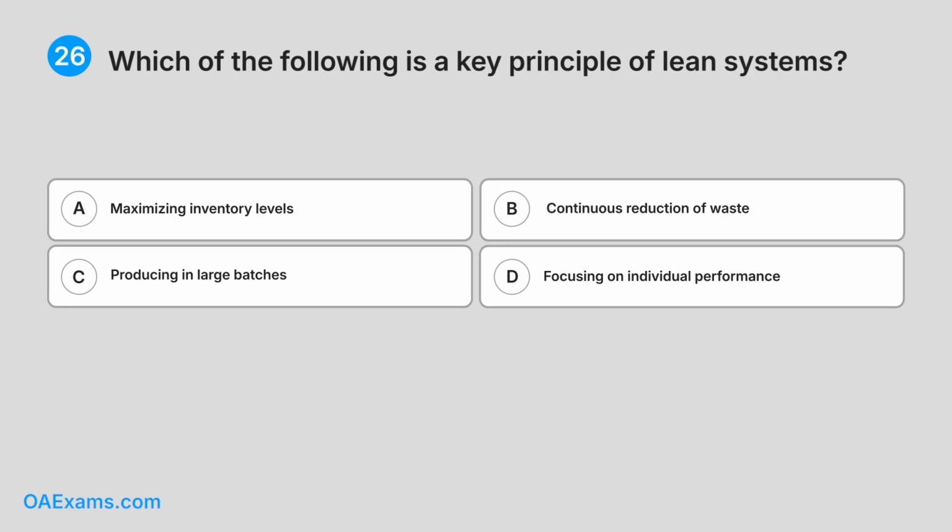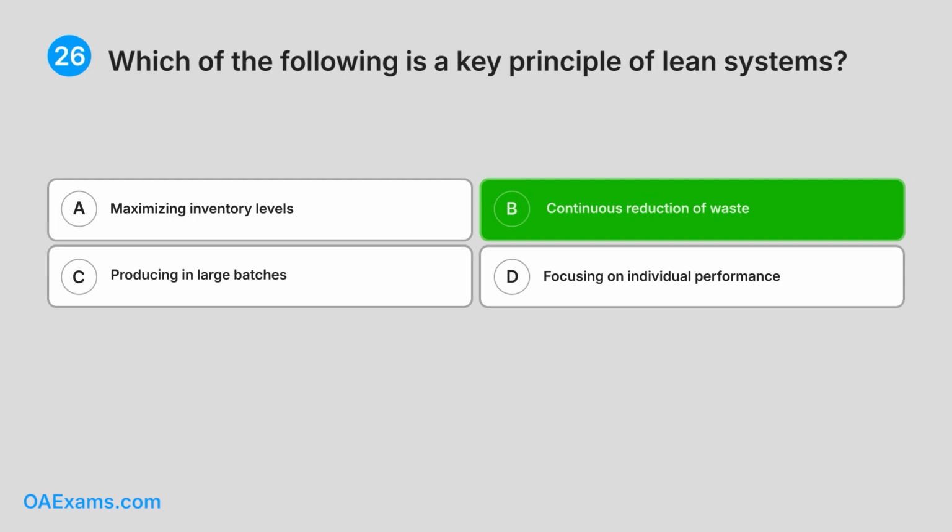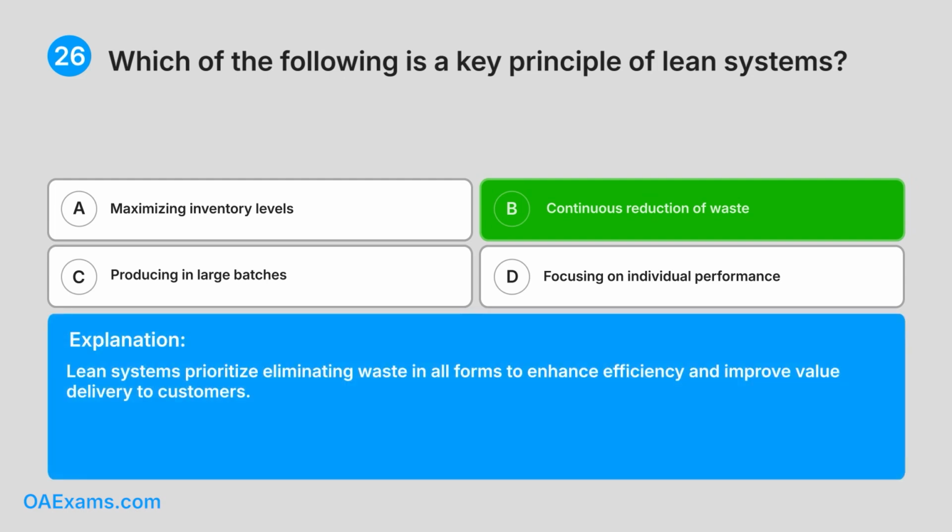Correct answer. B. Continuous reduction of waste. Explanation. Lean systems prioritize eliminating waste in all forms to enhance efficiency and improve value delivery to customers.